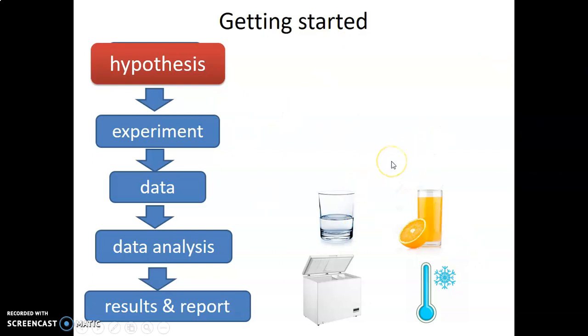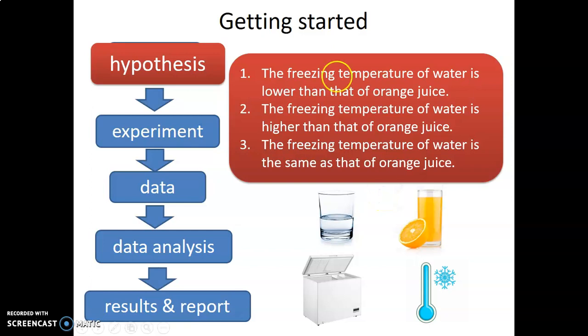First, you ask yourself a question, or you have a statement to prove. For example, you think that the freezing temperature of water is lower than that of orange juice. Or the freezing temperature of water is higher than that of orange juice, or you think that they're the same. So these three things are called hypotheses. This is the statement that you want to check if it's true or not, right? And that's why you conduct an experiment.